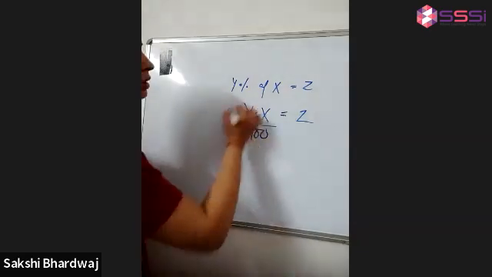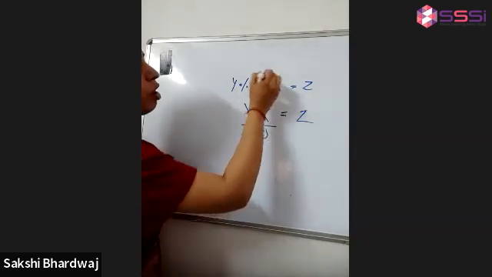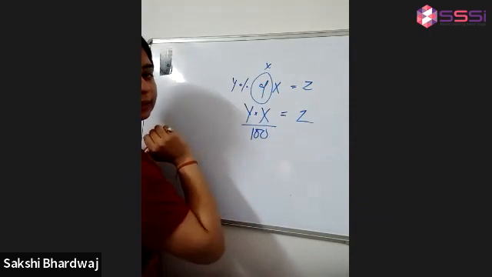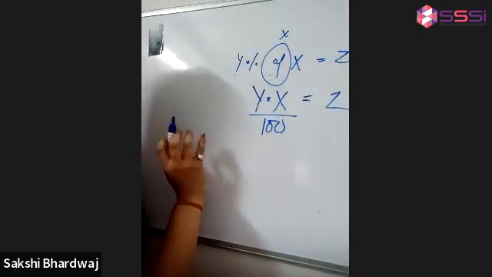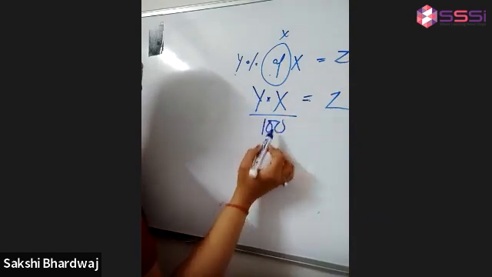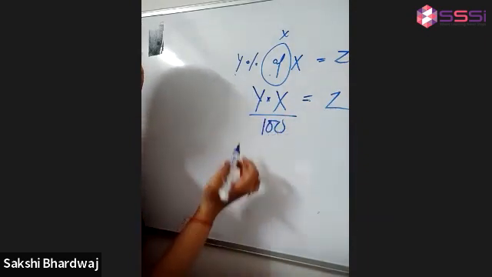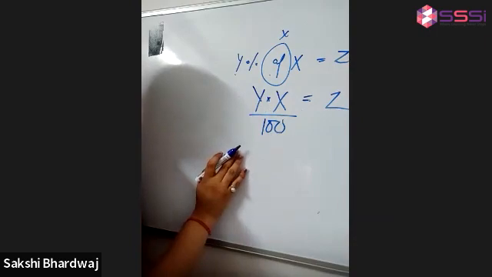Risha, what does this mean? Y percent of x. Of means we need to put a multiply sign. Y percent of x is z. That means y multiplied with x upon 100 equals z. How do we write this?